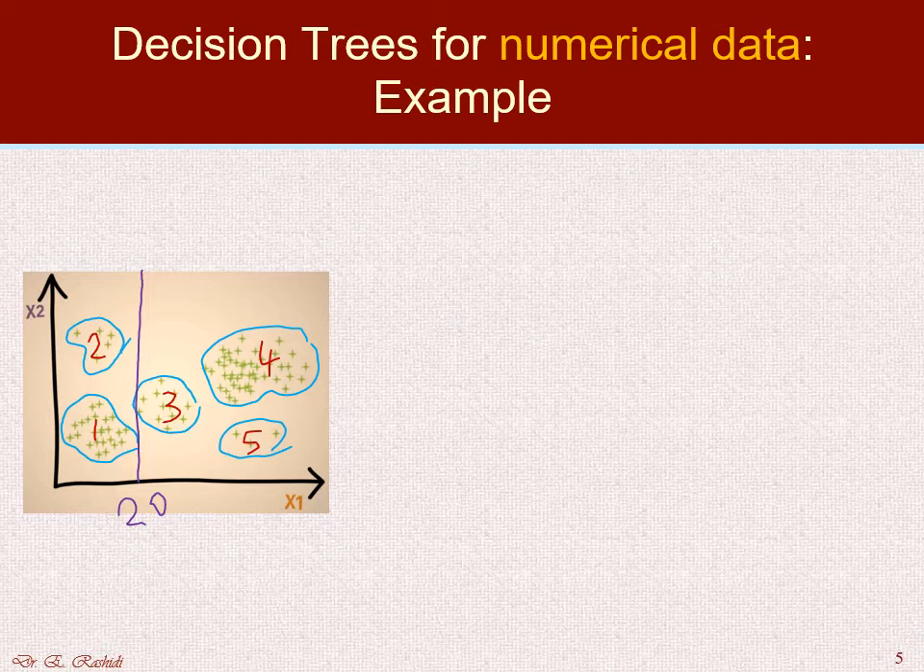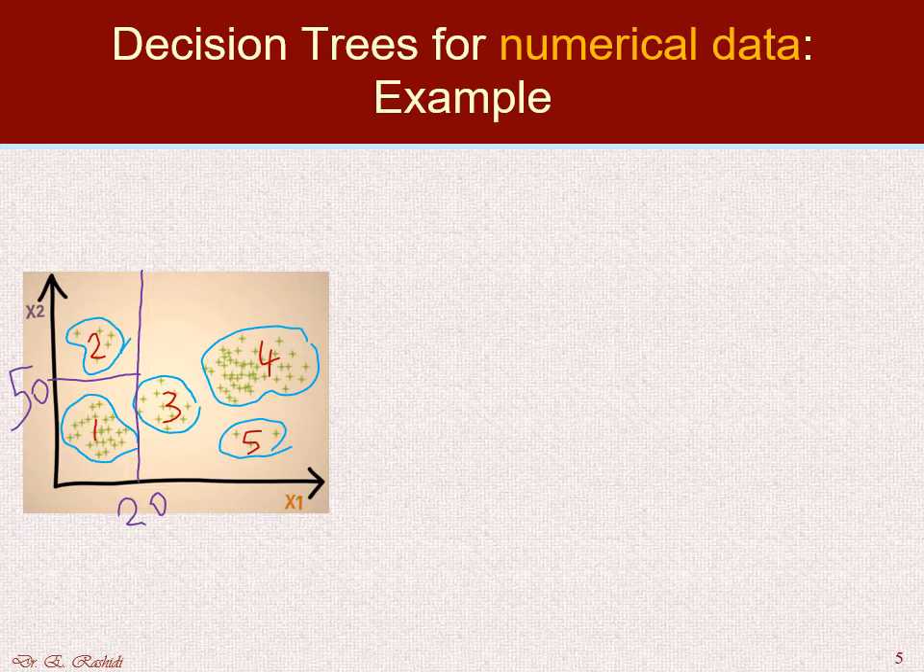We can further specify class 1 and 2, distinguish them from each other by setting a value for x2. For example, here. Suppose this is 50. So class 1 has a value of x2 less than 50, and class 2 has a value of x2 greater than 50. So using x1 and x2 here, values of 20 and 50, we can distinguish class 1 and 2 from each other. Let's now do the same for class 3, 4, and 5.